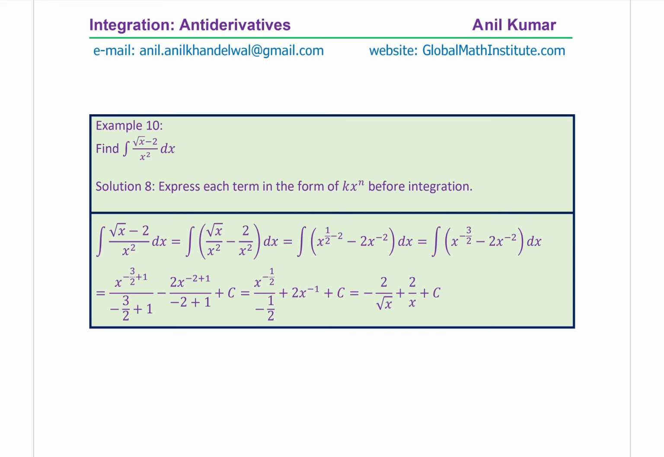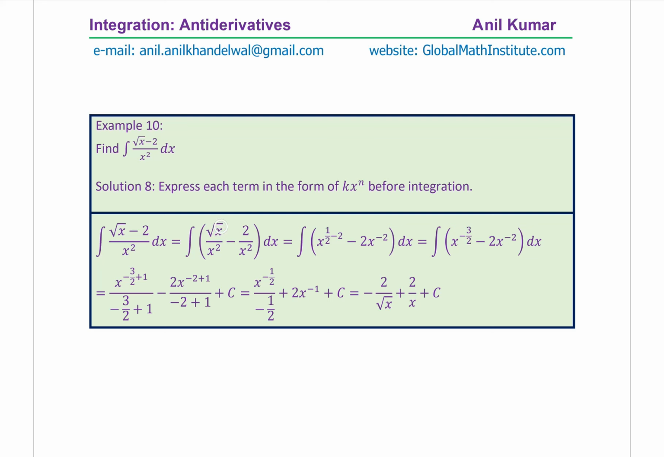Now here is example 10. Find the integral of (square root of x minus 2) divided by x squared. Now to solve this, you need to express each term in the form of kx to the power of n and then apply the formula, right? So you could individually divide both the terms by x squared and simplify, and that is what we have done. So we have the integral of (square root of x minus 2) over x squared dx. You could write this as the integral of square root x over x squared minus 2 over x squared.